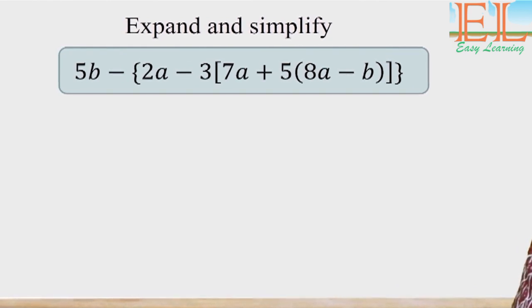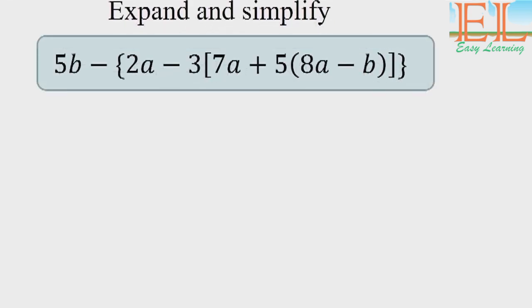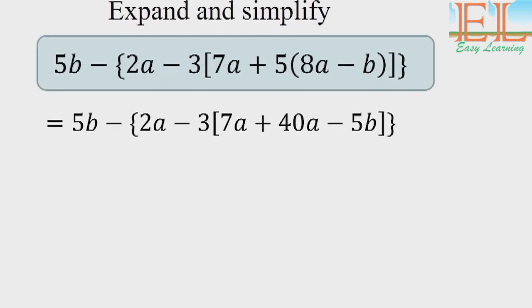Here we start with the innermost bracket, that is 5 times (8a minus b). We'll expand that first. So now I have 5b minus (2a minus 3(. Now 5 times 8a gives 40a, and 5 times negative b gives negative 5b. So the brackets there will now have 7a plus 40a minus 5b.